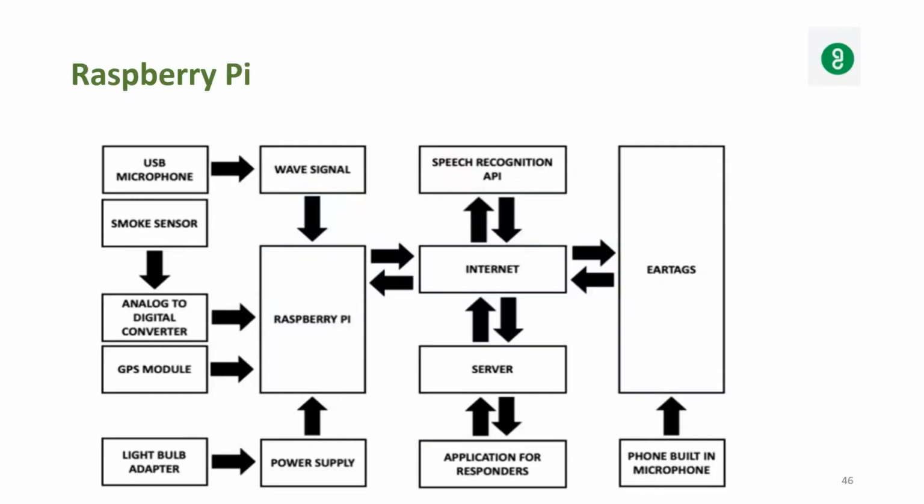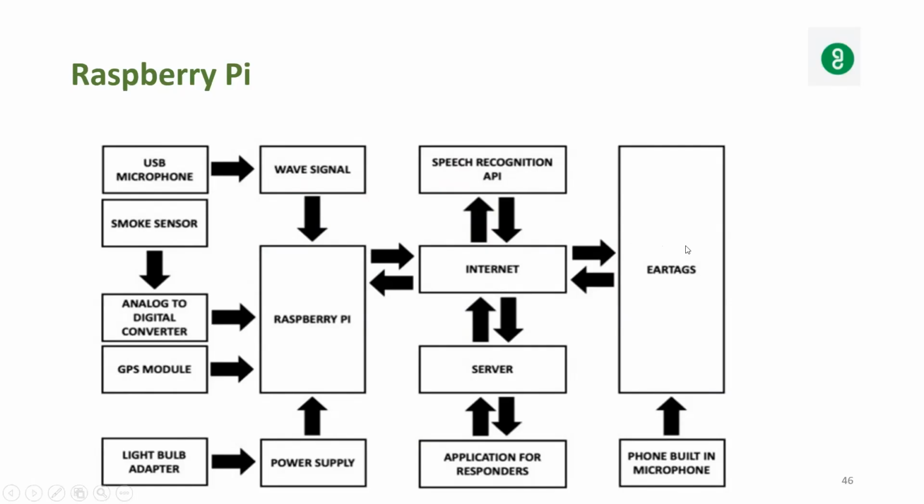Now just see, in the case of Raspberry Pi, how it has been connected. So you have a microphone. It is a wave signal that is fed as an input to Raspberry Pi. You have a smoke sensor. It is a continuous signal. It has an ADC to connect it to Raspberry Pi. And a GPS module, you can connect it with Raspberry Pi. A light bulb adapter, you can connect through power supply, and you can connect it to Raspberry Pi.